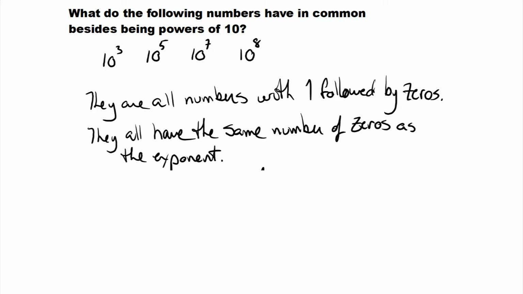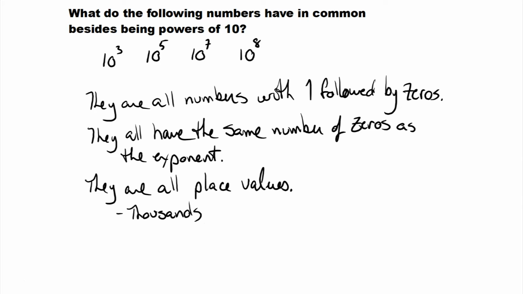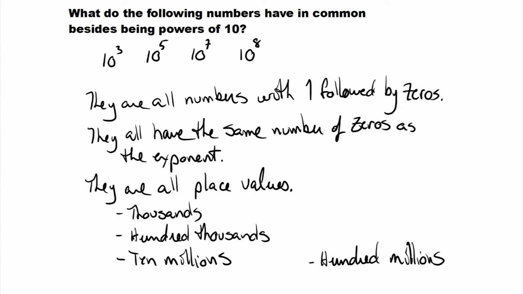They all have the same number of zeros as their exponent following the 1. So 10 to the third is a 1 followed by 3 zeros. 10 to the fifth is a 1 followed by 5 zeros. And so on, 7 zeros and 8 zeros. Perhaps more importantly, they're all place values. So 10 to the third is the thousands column, 10 to the fifth is the hundred thousands, 10 to the seventh is the 10 millions, and 10 to the eighth is the 100 millions.